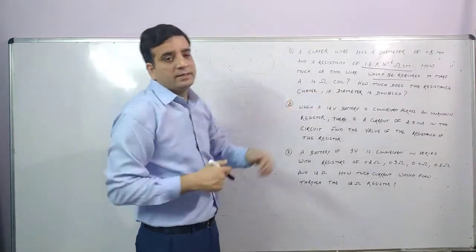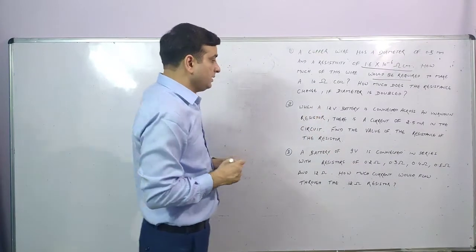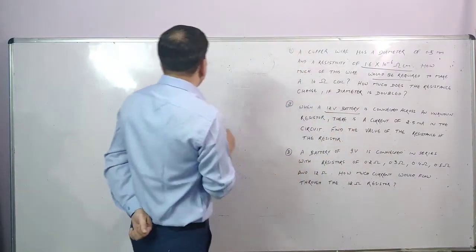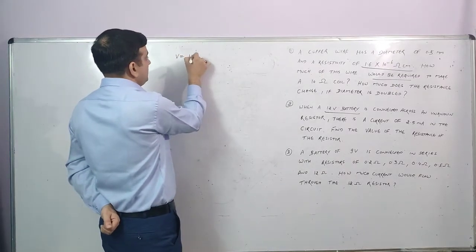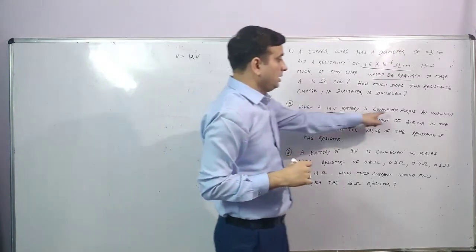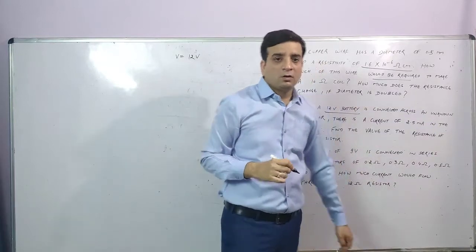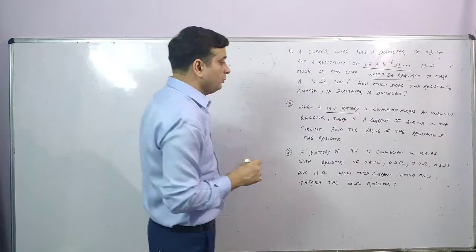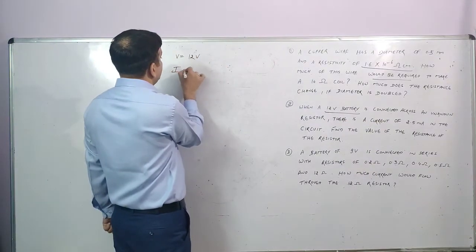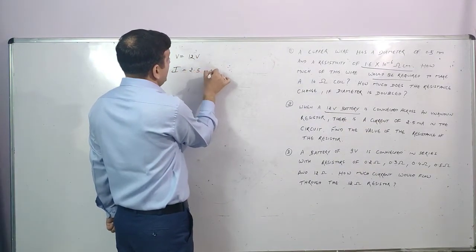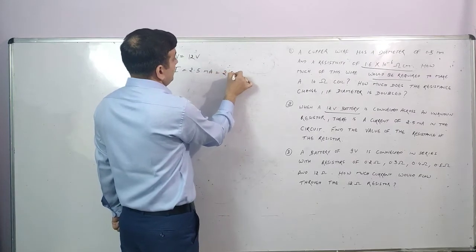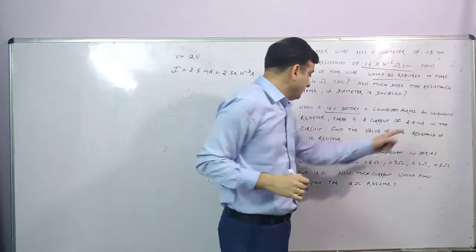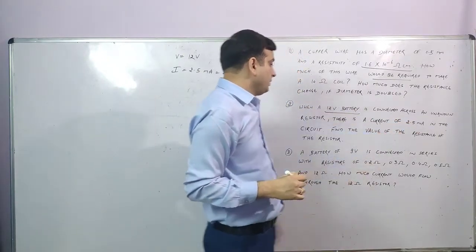So again read the statement. What is given in this statement? When a 12 volt battery, so battery is providing potential difference 12 volt, connected across an unknown resistance. Resistance की value नहीं पता. There is a current of 2.5 milliampere. I is equal to 2.5 milliampere. So 2.5 into 10 raised to power minus 3 ampere in the circuit. Find the value of resistance.